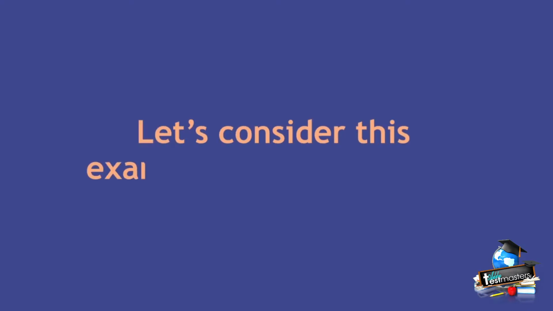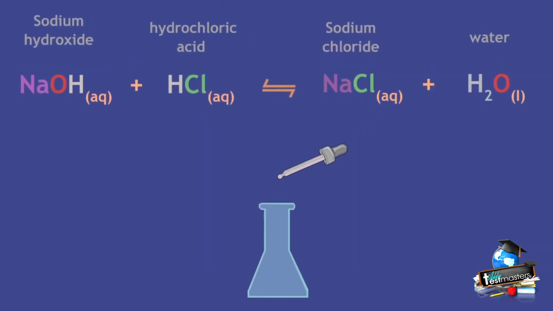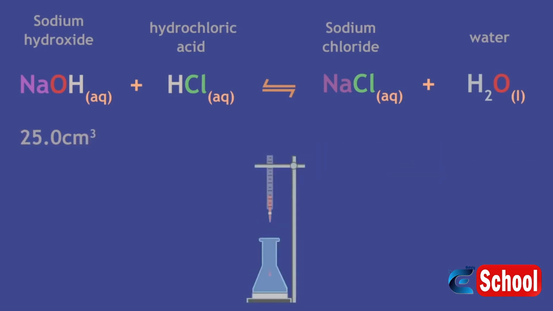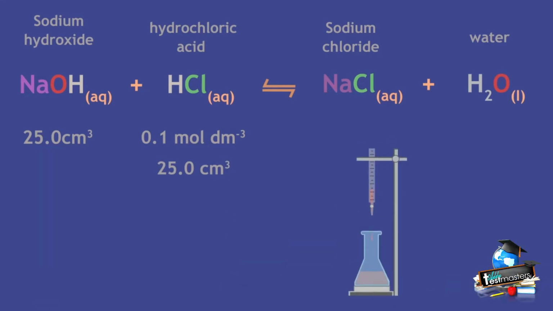Let's consider this example of neutralization. Given the equation, you pipette 25 cubic centimetres of a sodium hydroxide solution into a conical flask and titrate it with a standard solution of 0.1 molar hydrochloric acid. Using a suitable indicator, you find that 25 cubic centimetres of the acid was required to neutralise the alkali, as found by the titration. This is the endpoint for the titration.